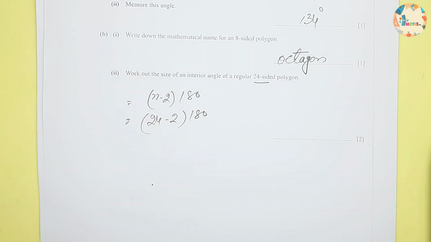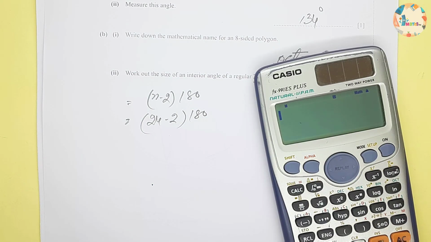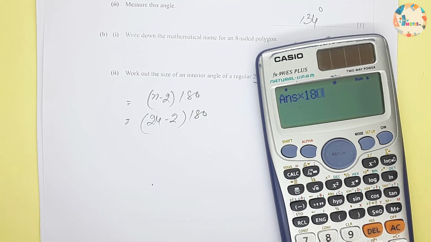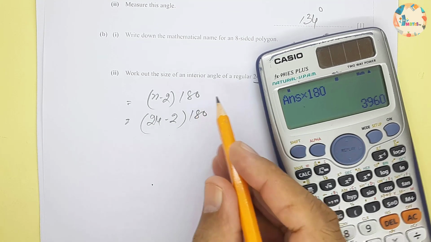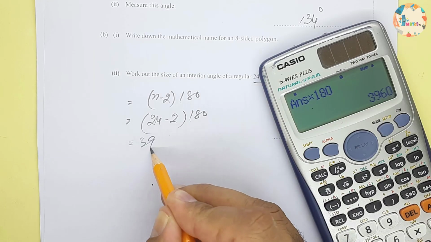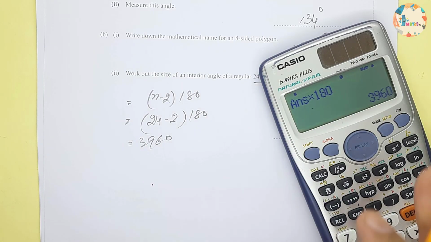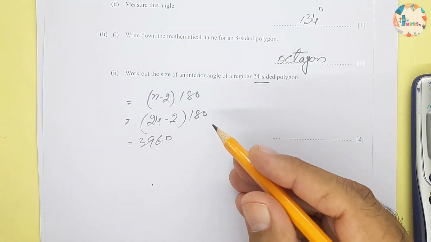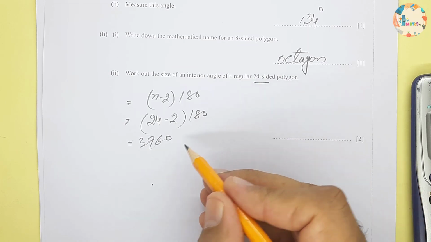This will give us 24 minus 2, which is 22, multiplied by 180. This will be equal to 3960, and this will be the sum of interior angles.